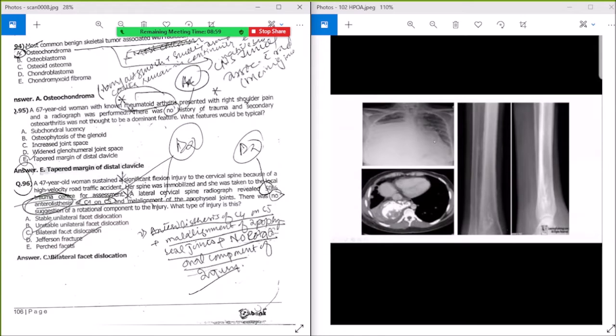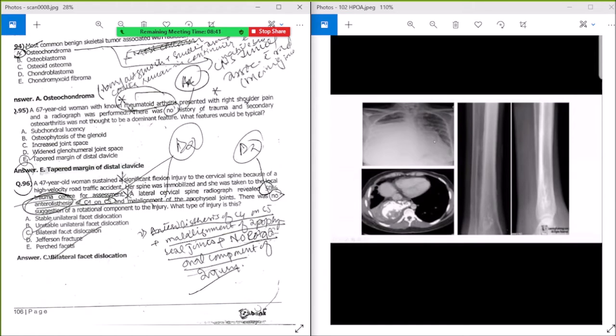Question 96. A 47-year-old woman sustained a significant flexion injury to the cervical spine because of a high-velocity road traffic accident. Her spine was immobilized and she was taken to the local trauma center for assessment. A lateral cervical spine radiograph revealed 50% anterior translation of C4 on C5 and malalignment of the facet joints. There was no suggestion of a rotatory component to the injury. What type of injury is this?